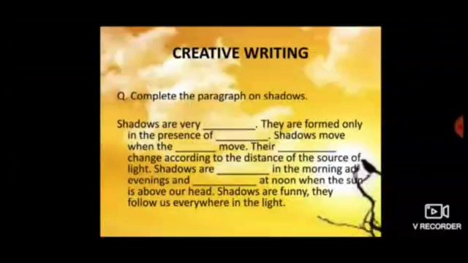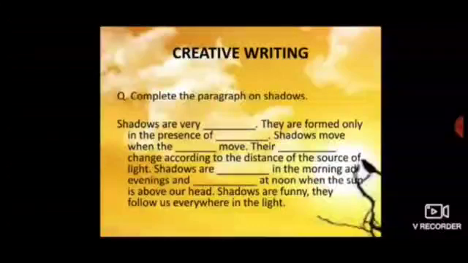Creative writing. Complete the paragraph on shadows. Shadows are very dash. They are formed only in the presence of dash. Shadows move when the dash move. Their dash change according to the distance of the source of light. Shadows are dash in the morning and evenings and dash at noon when the sun is above our head. Shadows are funny. They follow us everywhere in the light.